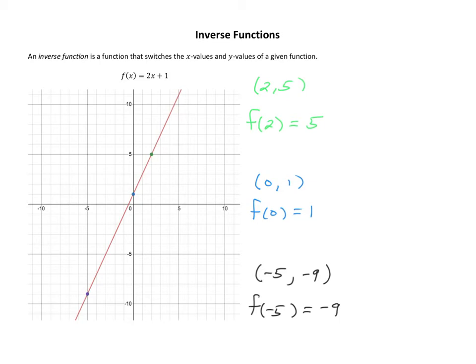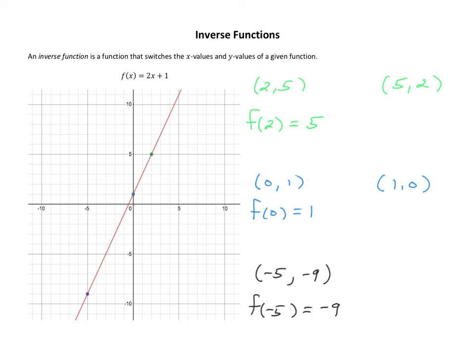So the inverse function is going to be the thing that switches these x and y values. So instead of having 2, 5 on this function, on the inverse what you'd have is 5, 2. So on the original function, 2 went to 5. On the inverse, 5 goes to 2. Same thing for this point, the point 0, 1. On the inverse, you'd have the point 1, 0. So instead of 0 going to 1, 1 goes to 0.